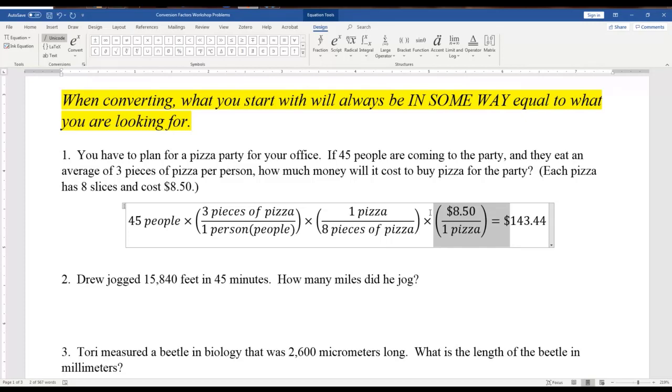It will be 17 pizzas because we're not going to buy 16 and a fraction of a pizza. Exactly. So it would be 17. And so 17 times 8.50 would be 144.50, which is pretty close.